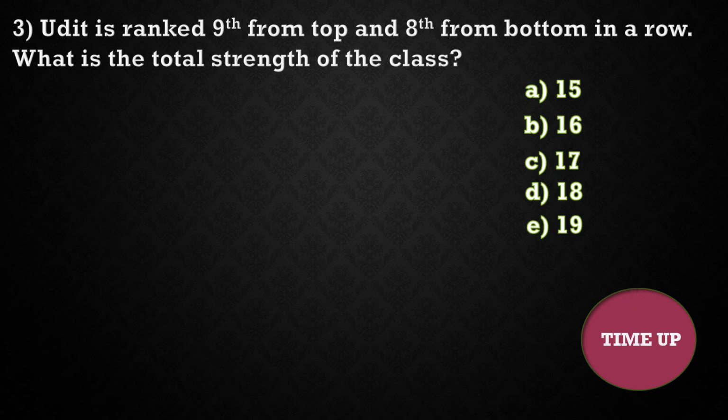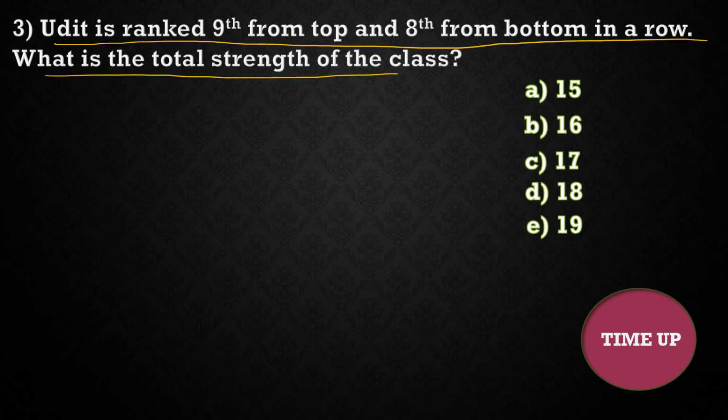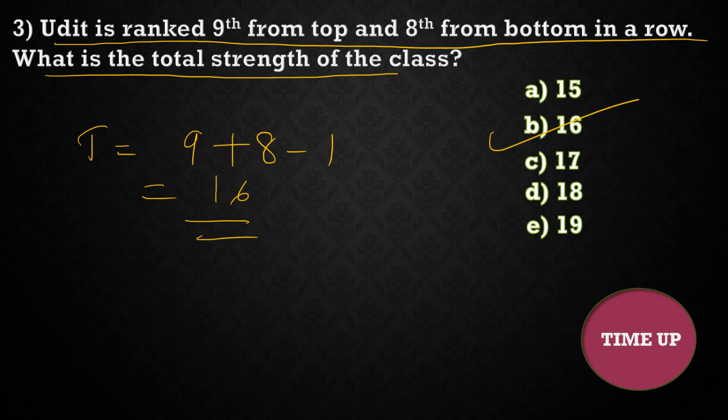Time up. Solve this. Udit is ranked 9th from the top, 8th from the bottom in a row. What is the total strength of the class? Total is 9 plus 8 minus 1. So 9 plus 8 is 17. 17 minus 1 is 16. So B is your answer. I hope you got this right.